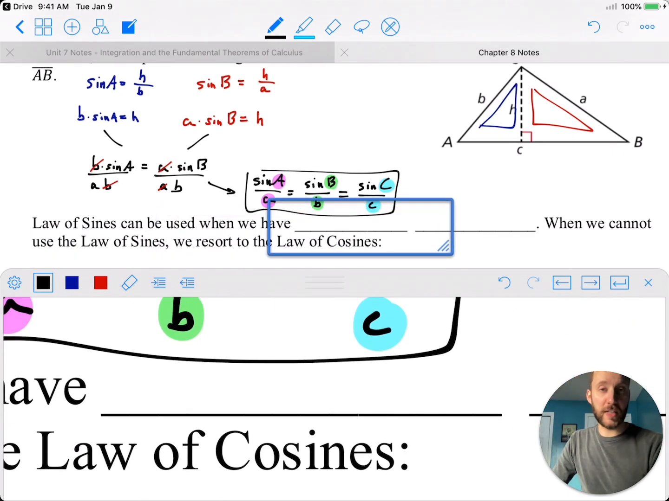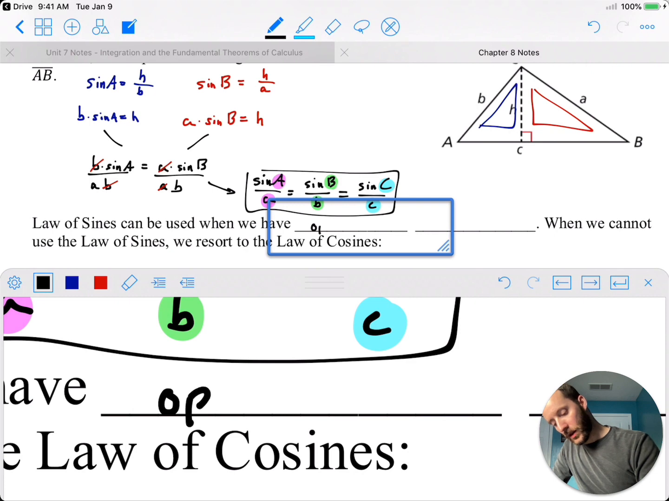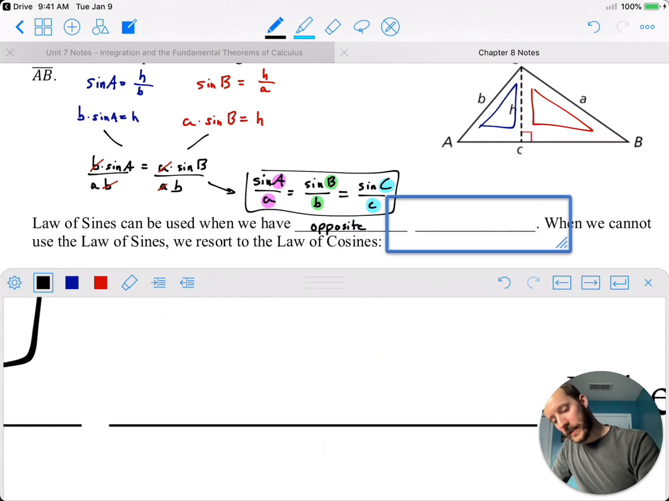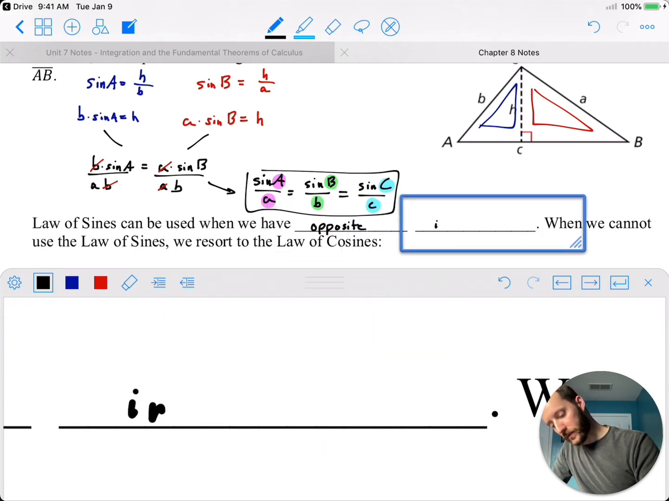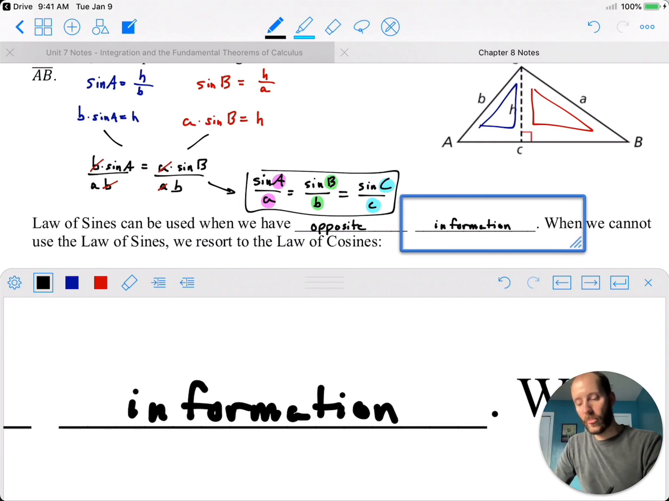So the law of sines can be used pretty easily when we have opposite information. When you don't have that information, you cannot use the law of sines. You have to resort to the law of cosines.